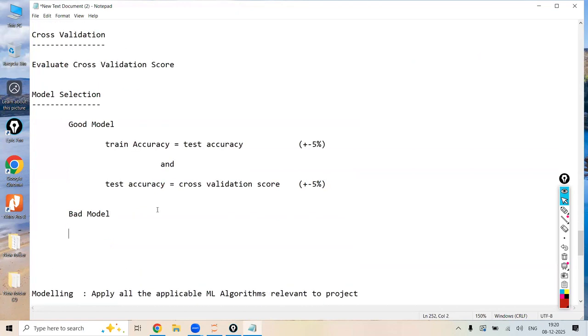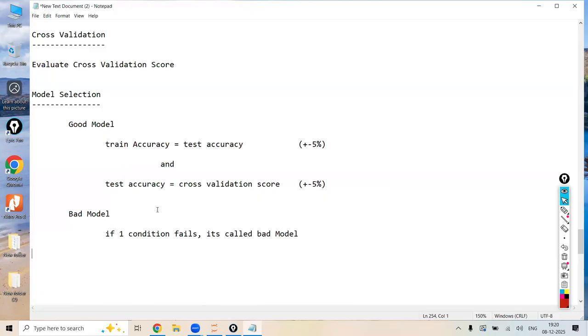Now, what is meant by bad model? If one condition fails, it is called a bad model. Next one is called the best model. What is meant by best? Now, I'll explain with a small example. Student 1 has got 90% marks. Good or bad? Good model.